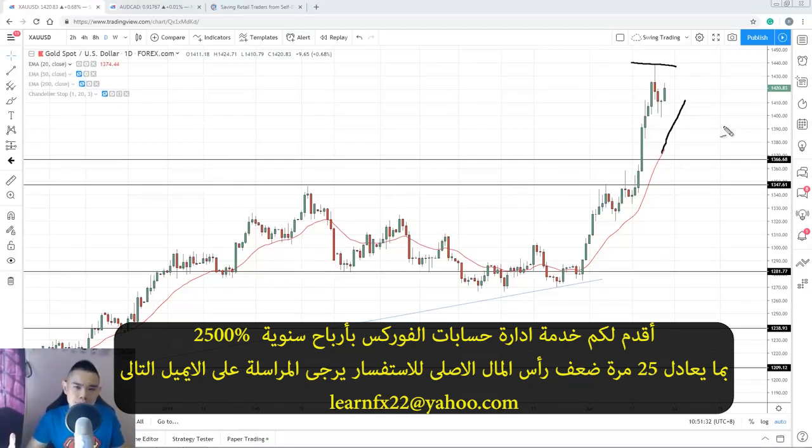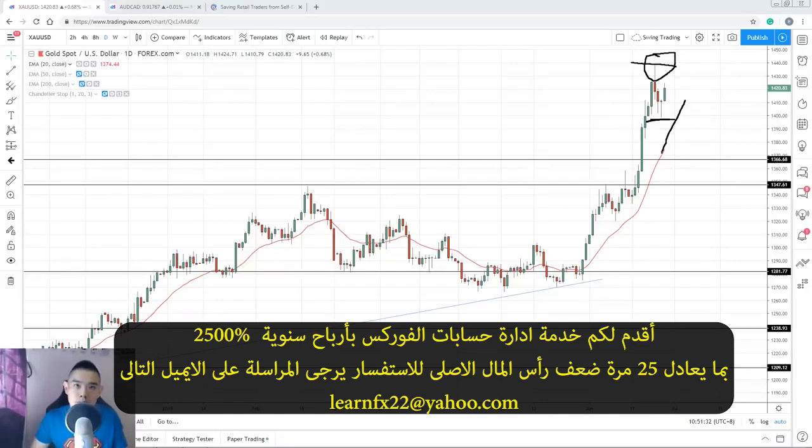So if this trend is healthy, and if this trend is likely to continue, I could buy the break of these highs and then just have my stop loss below this swing low. Because as we mentioned earlier, a trend is only invalidated when it has a break of structure, when it forms a lower high and lower low.